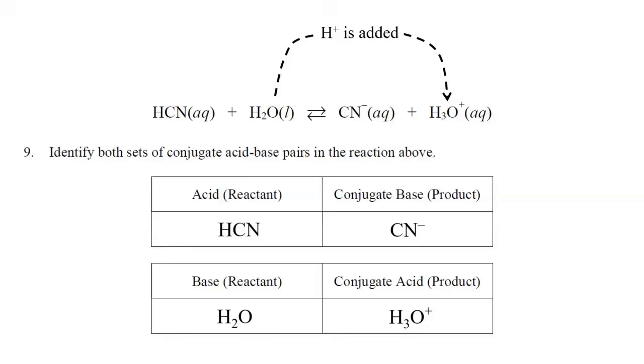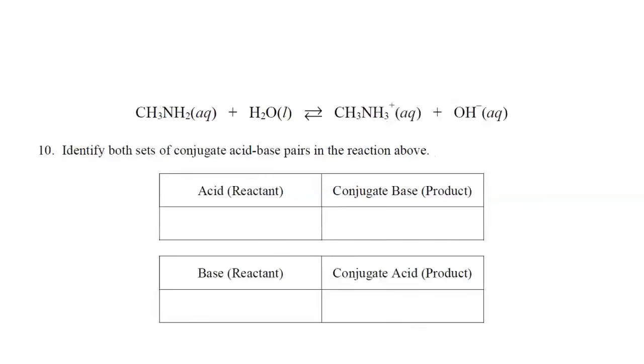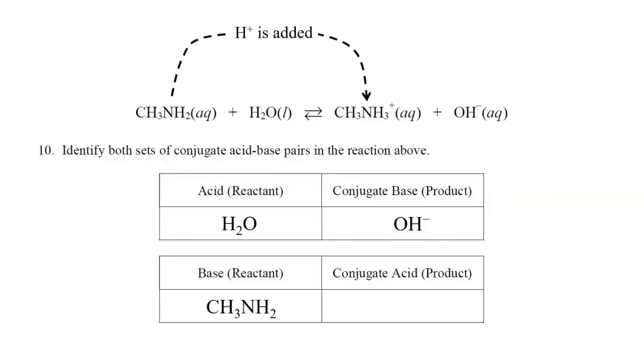Question 10, we have a new acid-base reaction. Again, we're going to identify both sets of conjugate acid-base pairs. Water is losing H+, so water is behaving as an acid, and its conjugate base is the hydroxide ion, OH-. The other molecule, CH3NH2, is acting as a proton acceptor, so it's a base, and its conjugate acid would be CH3NH3+.